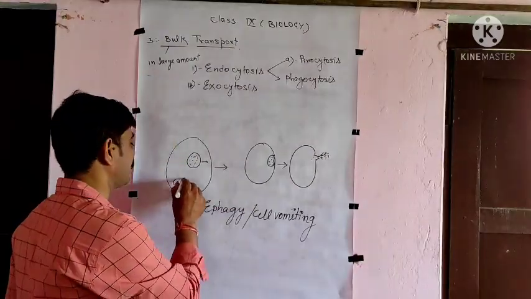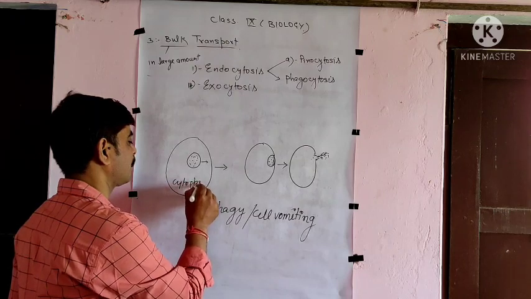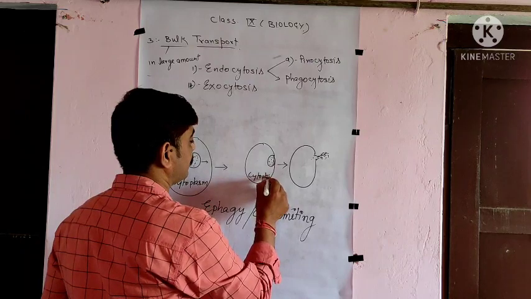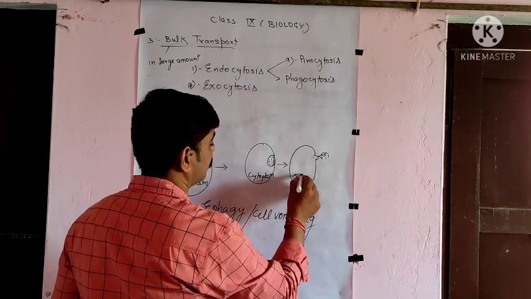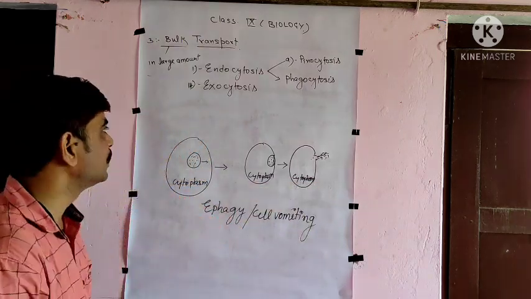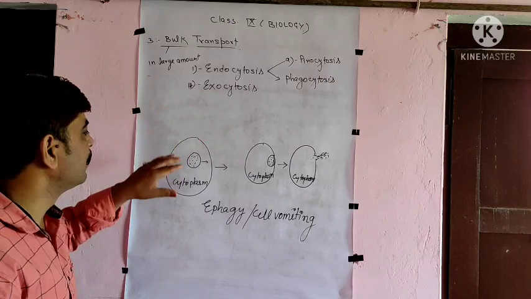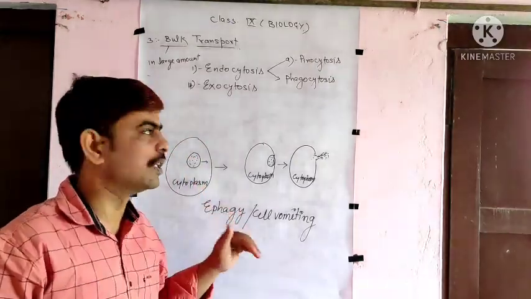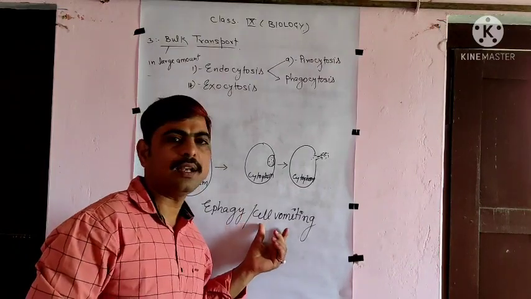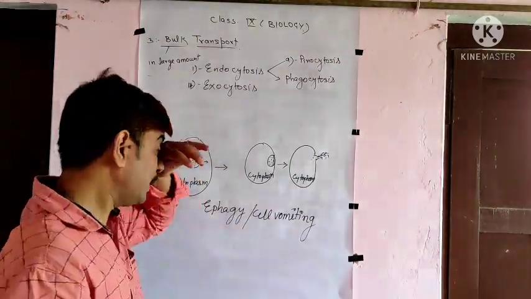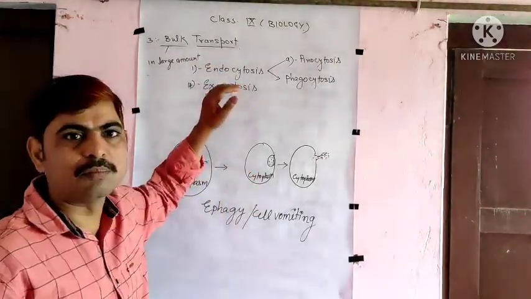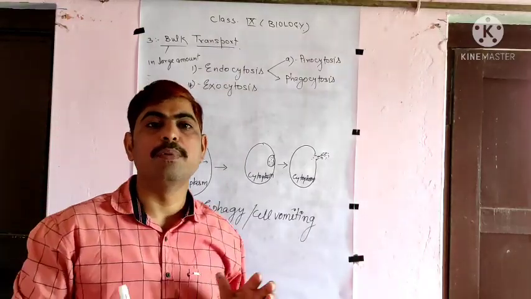This is the cytoplasm. You can take the example of amoeba, WBC. So this is exocytosis, meaning material moves outside of the cell. It is also called cell vomiting. Okay, so here the material moves outside of the cell. In endocytosis, material moves inside of the cell in bulk amount.